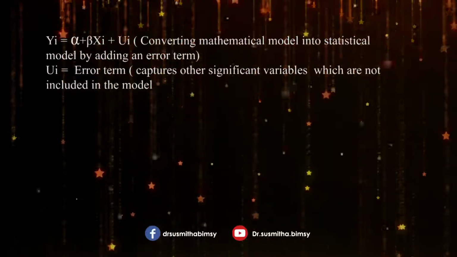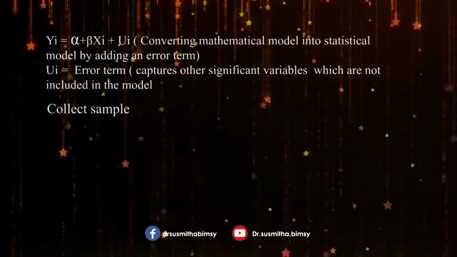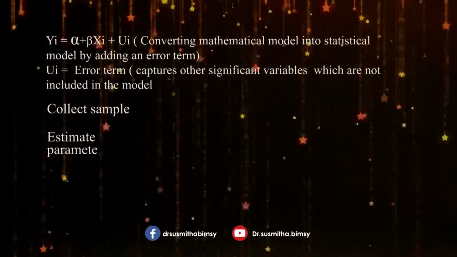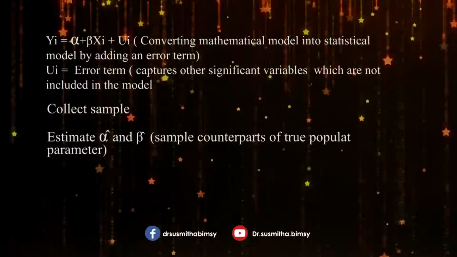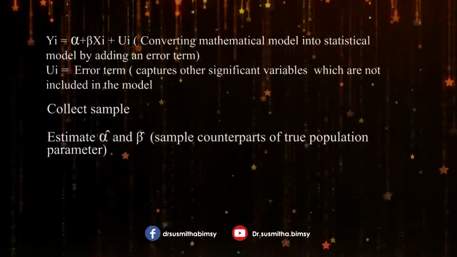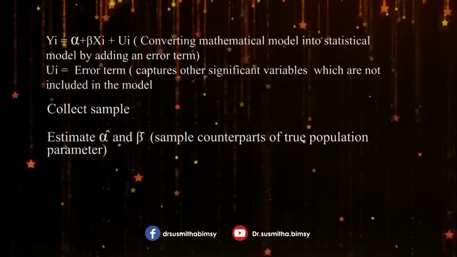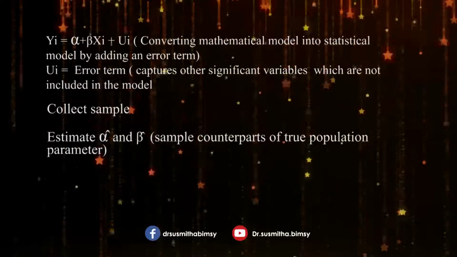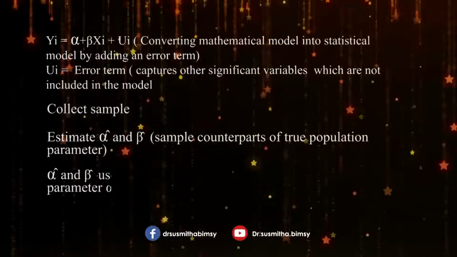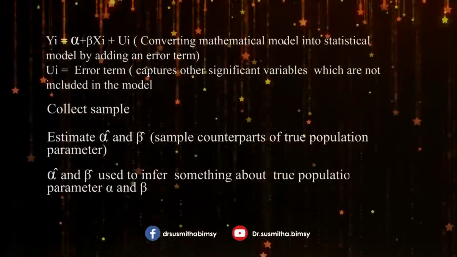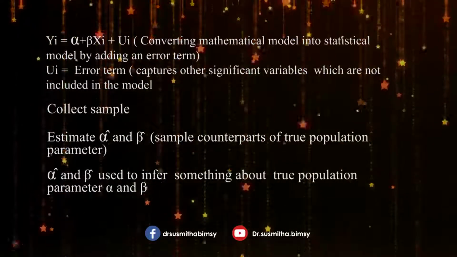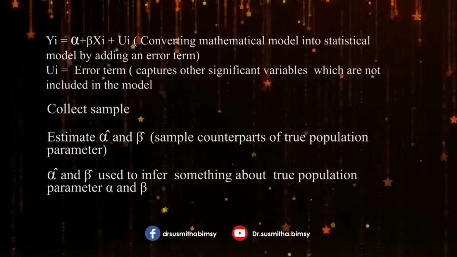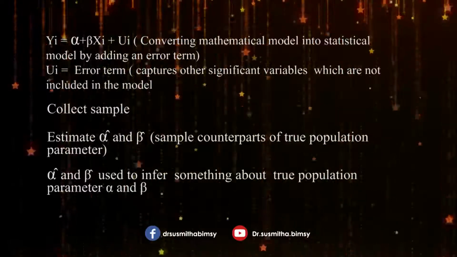Clear? Then we will collect the sample, and from the sample we will estimate alpha hat and beta hat. Alpha hat and beta hat are the sample counterparts of the true population parameters. That is, by using alpha hat and beta hat, we will try to infer something about the true population parameters, which are alpha and beta. Okay. So always remember, one of the objectives of econometric analysis is to draw inference about the true population parameters alpha and beta from the sample statistics alpha hat and beta hat.